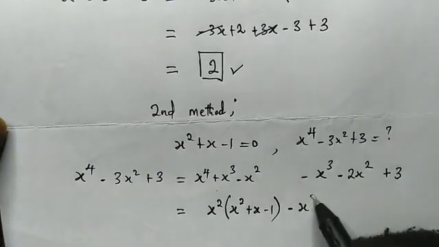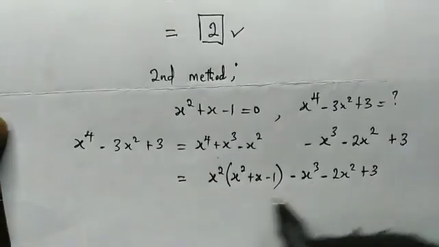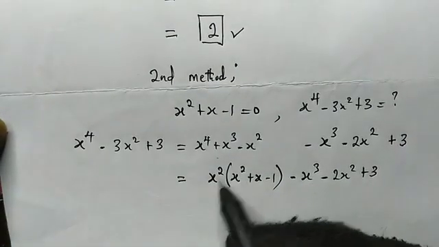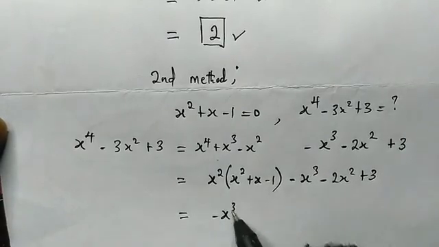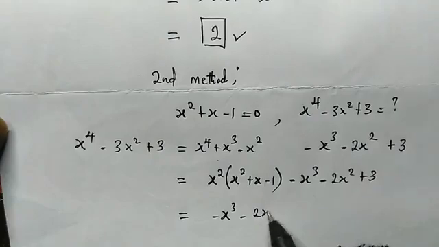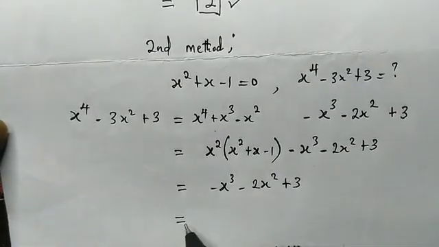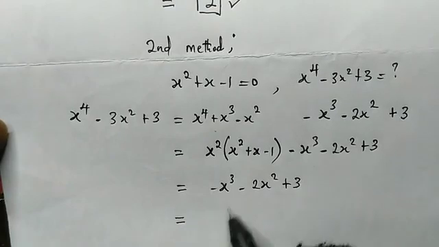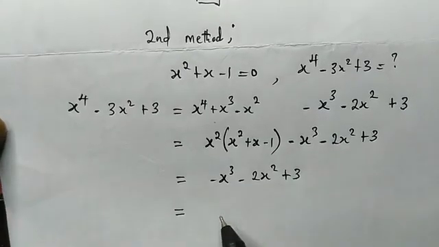So everything is coming out well, right? So we have minus x cubed minus 2x squared plus 3. So here we have this is equal to 0. So 0 times x squared is 0. So what we have here is negative x cubed, minus 2x squared plus 3. Now let's manipulate this. Is that quadratic? No. This is actually cubic expression, right? So we're going to manipulate this as follows.